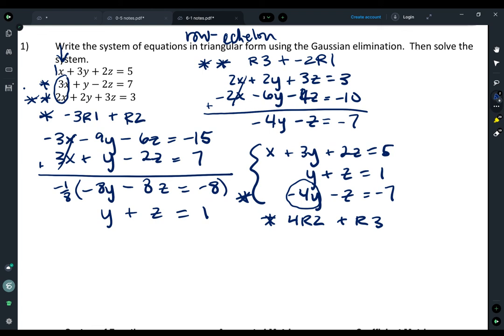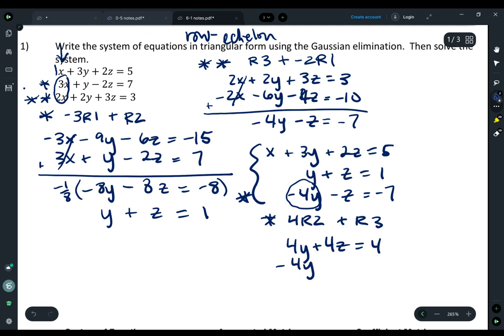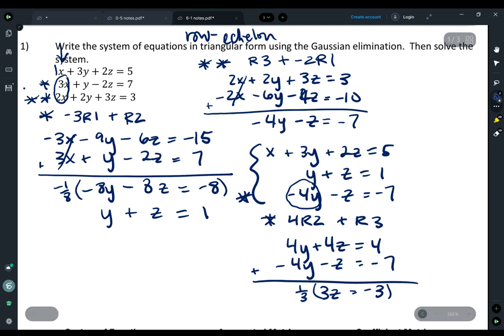So that would give me 4y plus 4z equals 4. And then the other one is -4y minus z equals -7. And we want to add those together, and we get 3z equals -3. And then, of course, we'll multiply that by a third so that we have a 1z instead. And z will equal -1.